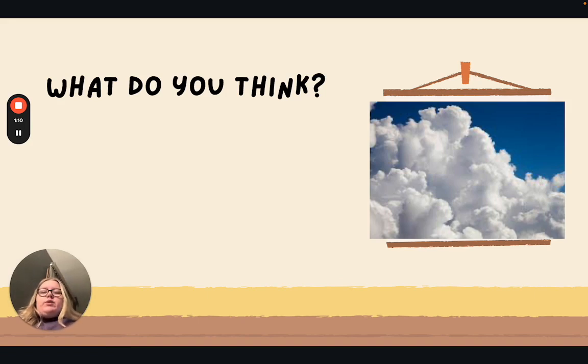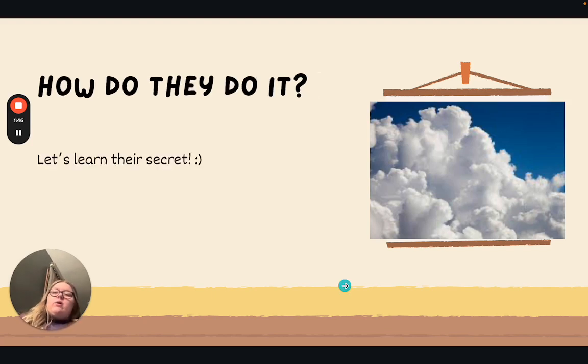What do you think about those? Do you think that they're solid, or do you think that you could throw a rock through them? How much do you think they weigh? Well, I'll tell you that clouds are not solid. They are thin, allowing birds and airplanes to travel through them, and they actually weigh over 1 trillion pounds, depending on the size of the cloud. And so that is something interesting. So we are going to learn how clouds form today.